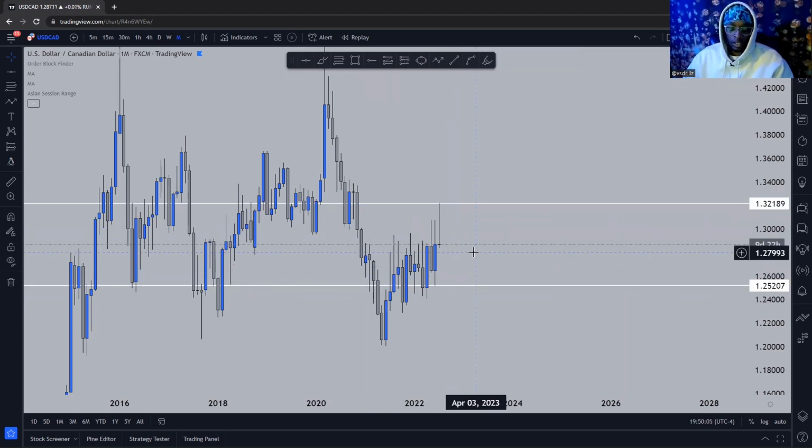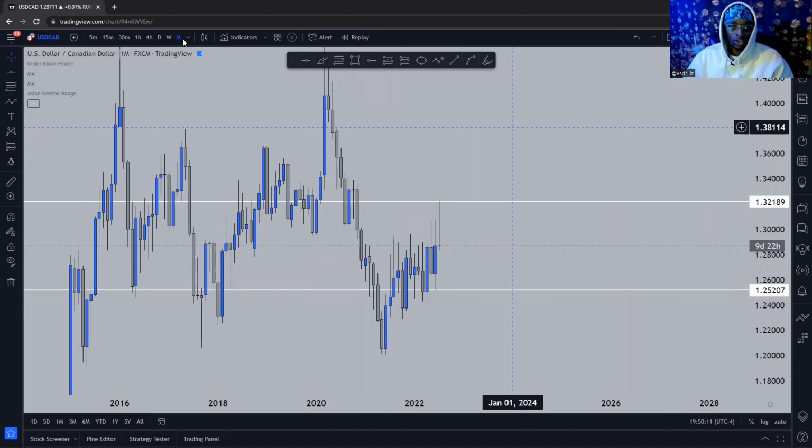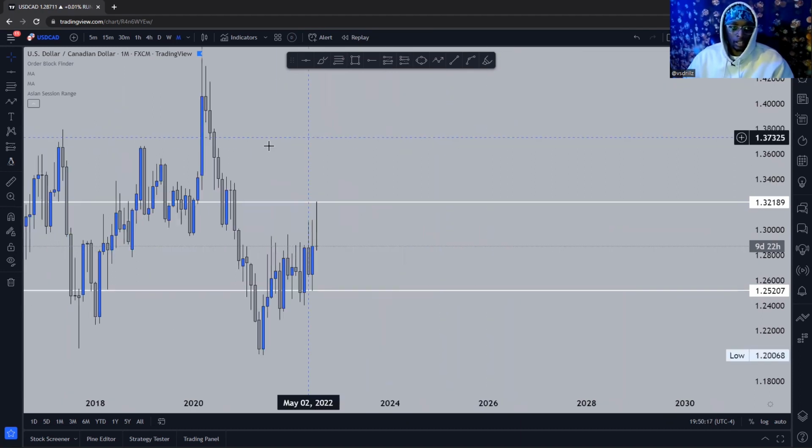I try to keep it as simple as possible because simple is better. All right, so first thing we need to do is identify the trend on the higher time frame. We go to the higher time frame because we need to know where the market is going by the time we get to the lower time frame. As you can see, price has been in a downtrend, as in the bears have been in, as in prices have been selling right now.